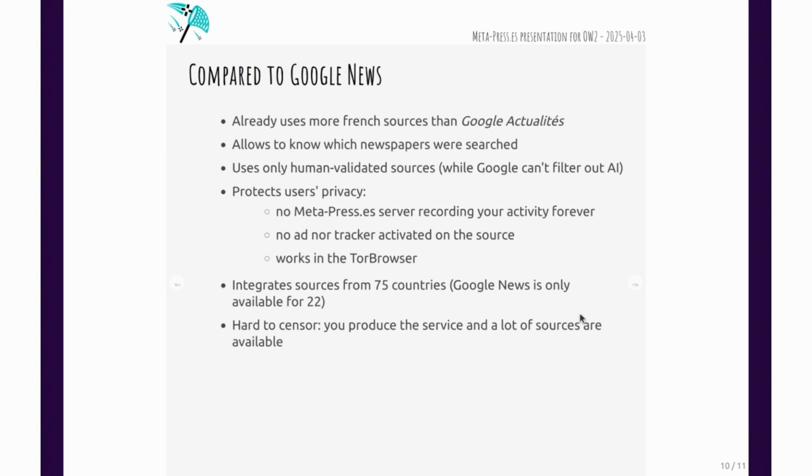Again, to compare with Google, Google News is only available in 22 countries, while there are already sources from 75 countries integrated in Meta-Press. To be true, there are 5 well-covered countries and all the rest with 1 or 2 sources, but it's already an example of the possibility the tool offers. Then it's hard to censor because it's your computer that produces the service. No one can get it back from you.